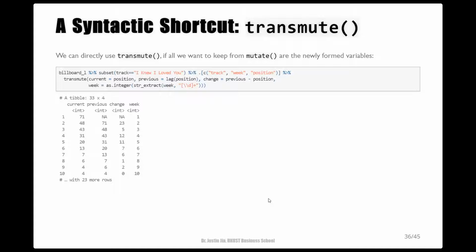The mutate verb keeps all existing variables. But if all we want to keep from data transformations are those newly formed variables, we can use transmute as a syntactic shortcut. Now, setting position to NULL and the like are not needed anymore.